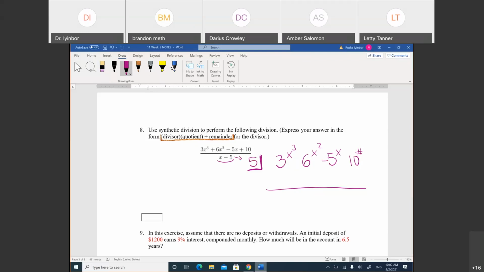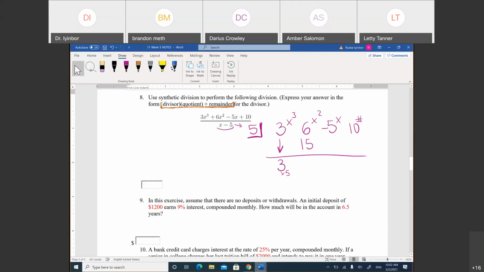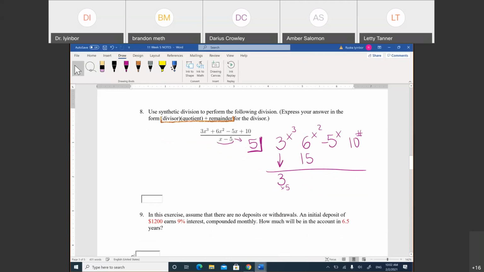And then you're going to do the calculation. So the first number always goes down, you don't do anything, so it's 3 down. And then you multiply by 5, because in front you have 5. So times 5, it's going to be 15. And then you're going to add. What is 15 plus 6? 21. Okay? And then 21, you're going to multiply it by 5 again. And that's going to be 105, right?